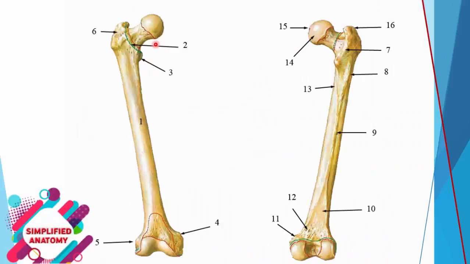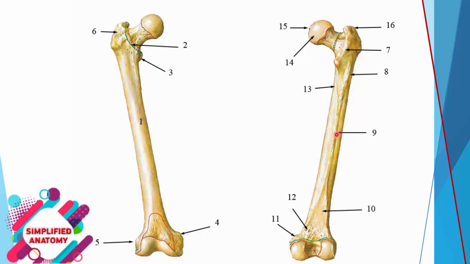About the femur, number 1 is shaft of the femur. Number 2, intertrochanteric line, give attachment to iliofemoral ligament. Number 3, lesser trochanter for attachment of iliopsoas, iliacus and psoas major. Number 6 is greater trochanter of the femur. Number 7 is intertrochanteric crest. This area is called quadrate area for the quadratus femoris.